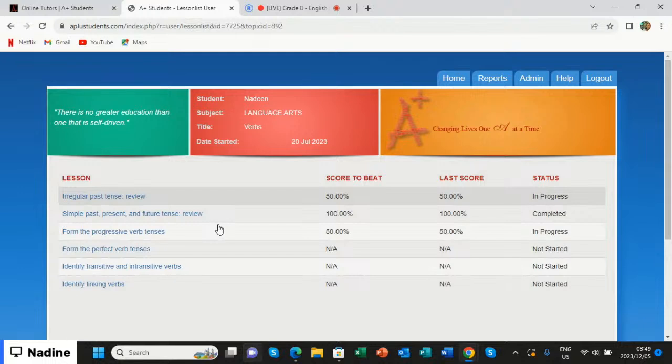and these are verbs, right? So for now, we only did irregular past tense and we did simple past, present, and future tense, right? And remember, verbs are doing words, and we said verbs can either be irregular or regular. It can either be in the simple past, simple present, or simple future tense.